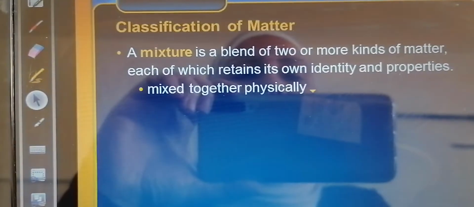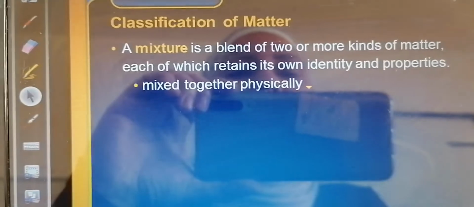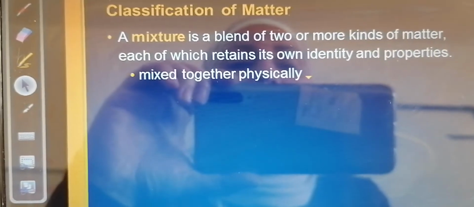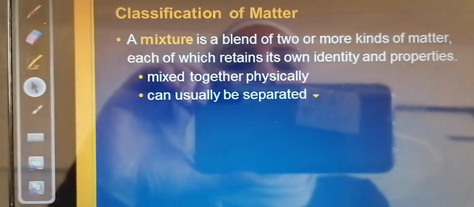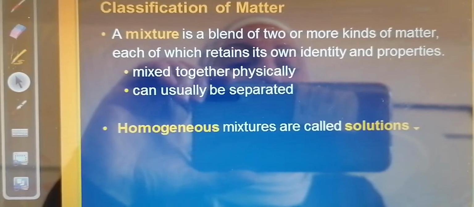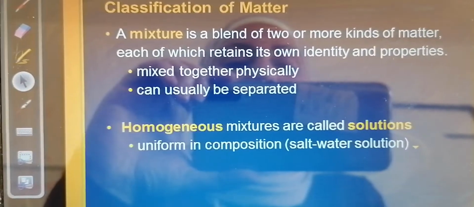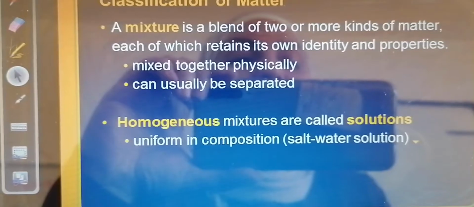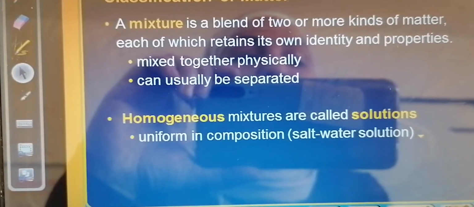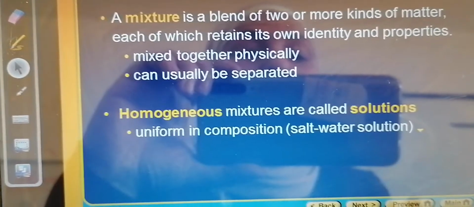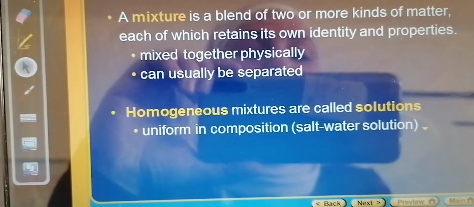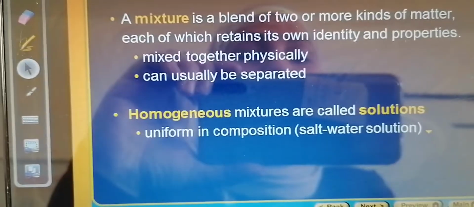This is the definition of a mixture. It's a blend of two or more kinds of matter which maintain their identity and properties. Mixed together physically, they can usually be separated. Homogeneous mixtures are called solutions. They are uniform in composition, like salt and water. Okay, so if I have a mixture or a solution of salt and water, and I take any portion from that cup, from wherever you take it, it's the same consistency. It's the same.